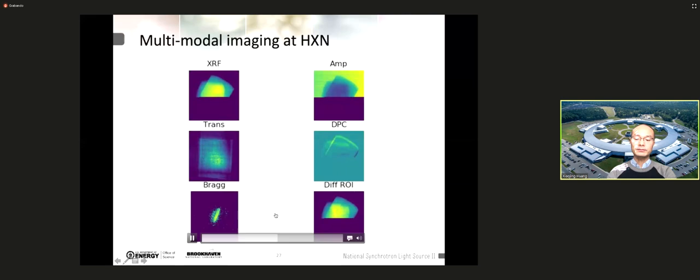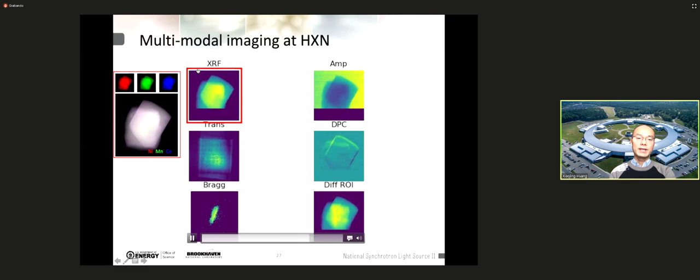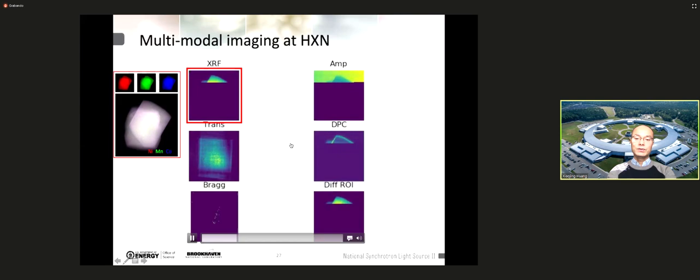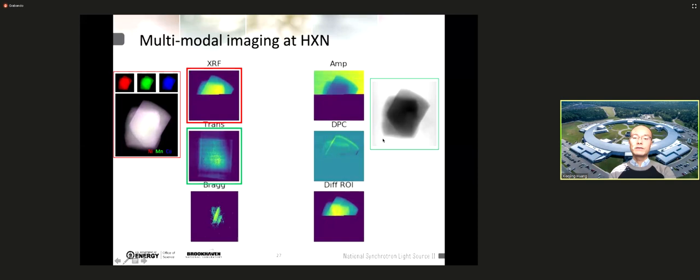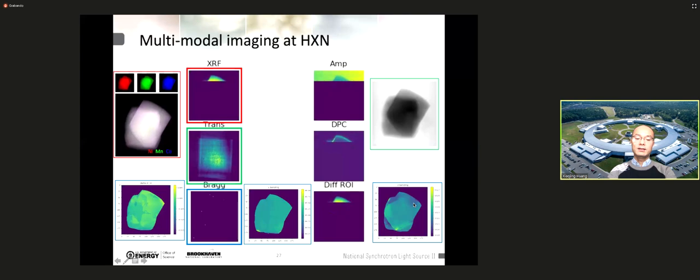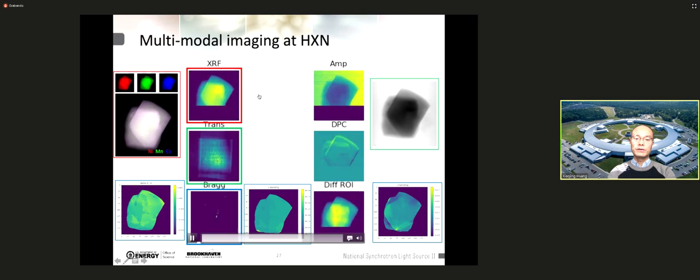Of course, we can further do spectral fitting to get quantitative elemental maps for each individual element. Using the transmitted scattering signal, we can use either differential phase contrast or ptychography reconstruction algorithms to generate a phase contrast image. And by tracking where the Bragg peaks move from point to point, we can generate a few maps representing the lattice defects of the crystal. We can see all these images can be obtained simultaneously from one single scan, and we refer to this technique as multimodal imaging.